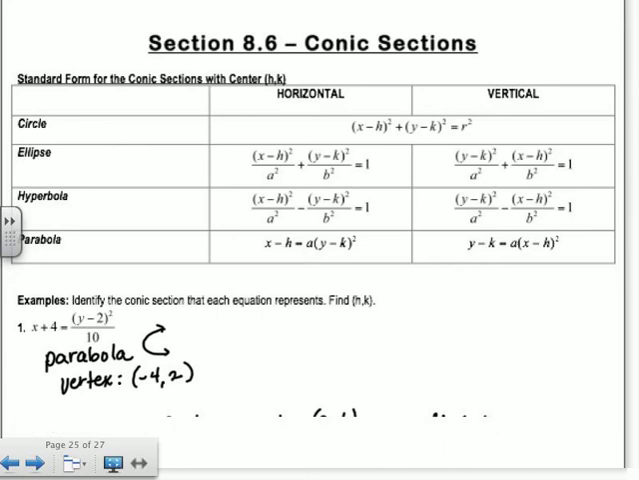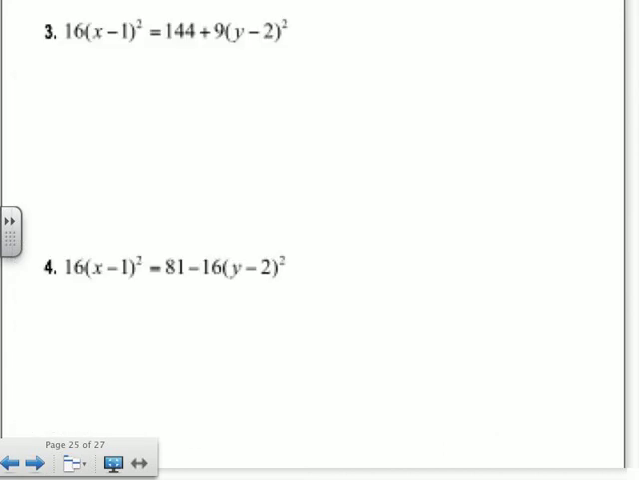So next step. This one's not really in one of those forms. If you look at your chart, it doesn't really look like any of those right now. I know that it does have x squared and y squared, so it's not going to be a parabola. That's out. But it could be an ellipse, a circle, or a hyperbola. So let's try to get it in one of those forms. The first thing I'm going to do is take this 9 times (y minus 2) squared and bring that over to the left side of the equation. So I'm going to subtract it over.